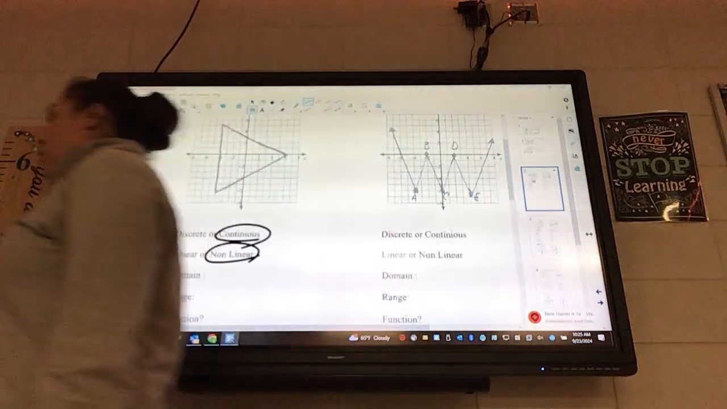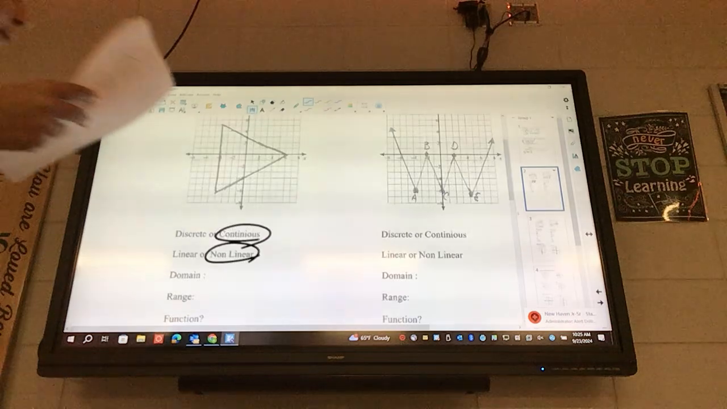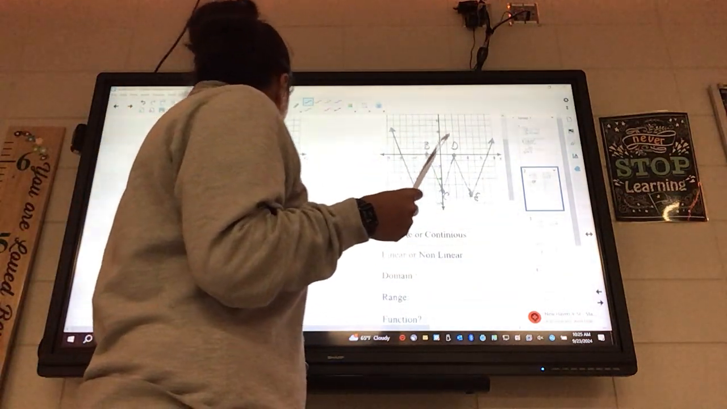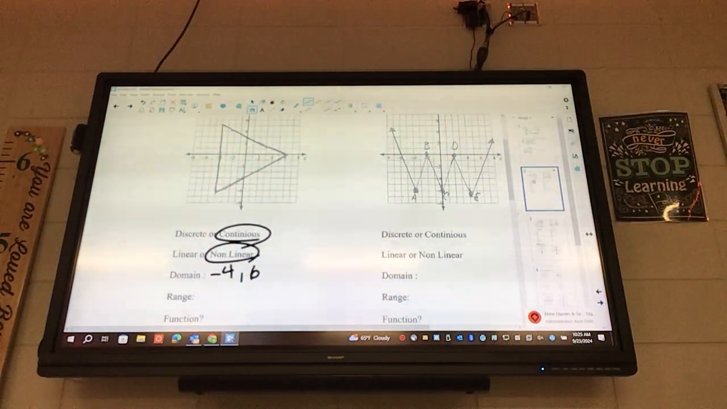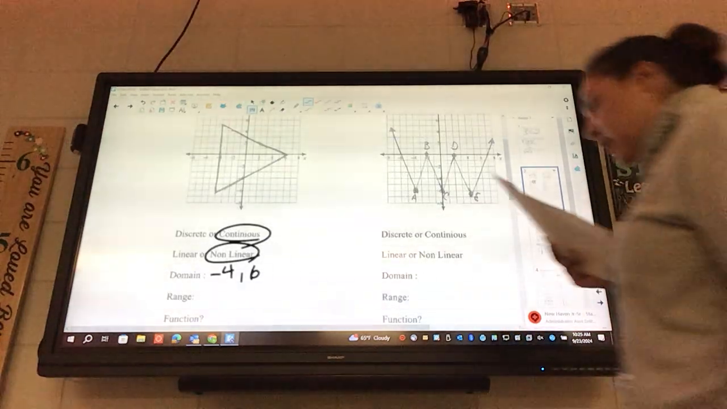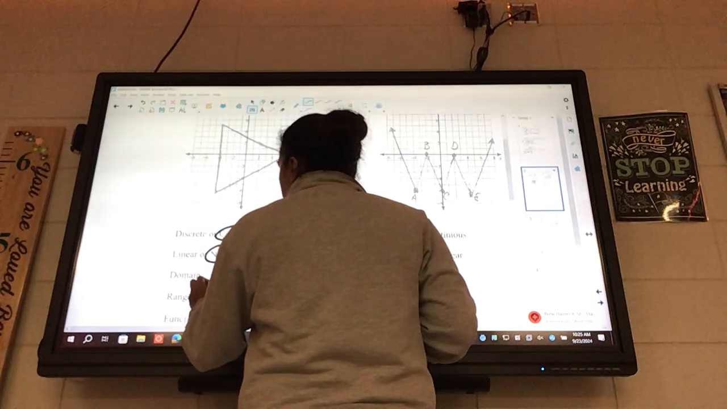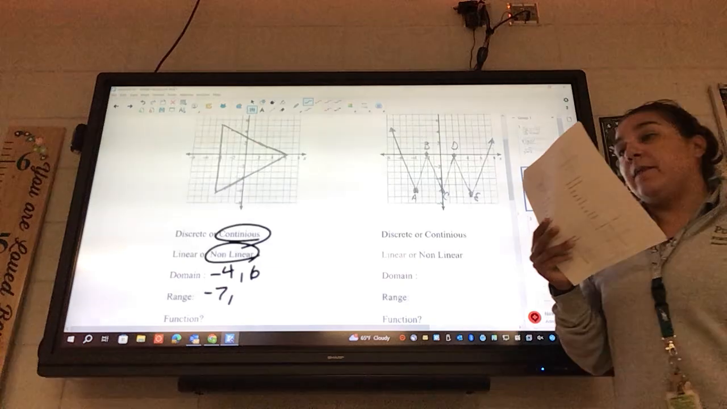The domain, where does it start on the left? -4. Where does it finish on the right? 6. The range, where does it start at the bottom? -6, -7, somewhere around there. Okay, either -6 or -7 totally works for me. The range, where does it finish at the top? At 5.